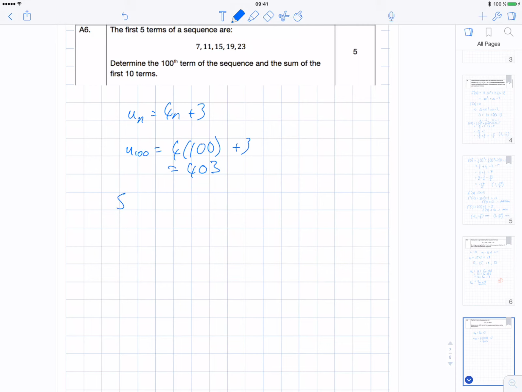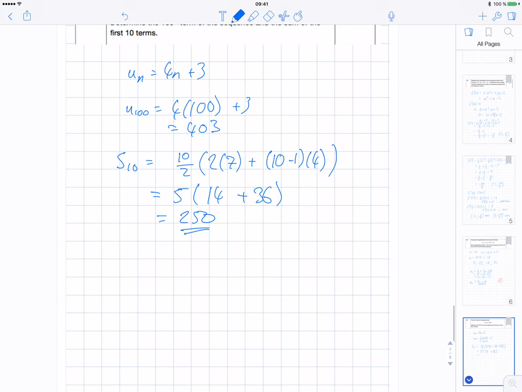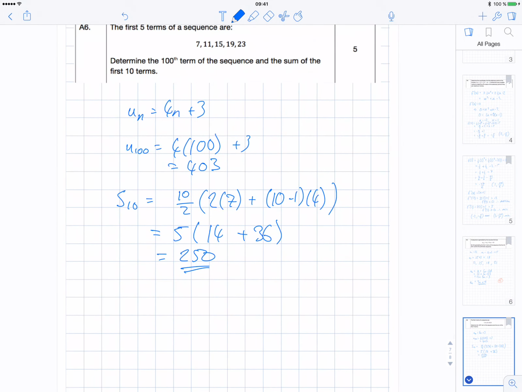And the sum of the first 10 terms, sum of the first 10. So it's n over 2, 2a plus n minus 1, which is 10 minus 1 times d, which is 4. 5 times 14 plus 9 times 4 is 36, which is equal to 14 plus 36 is 50. 50 times 5 is 250. 5 times 5 is 25, and that's 5 marks.